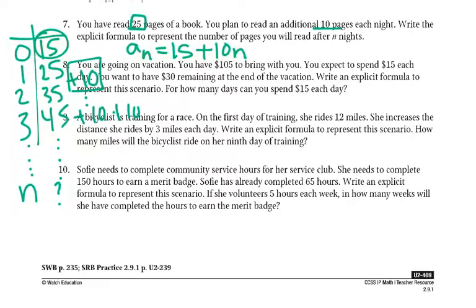Now, if you wanted to do the recursive formula, that would be easy too. I could go a sub 1 equals 25, or I could go a sub 0 equals 15, doesn't matter. Then I'd go a sub n equals a sub n minus 1 plus 10. Remember, with recursive, this is always the same, this is always the same, that's always the same. The only thing that changes is our start number and our growth.